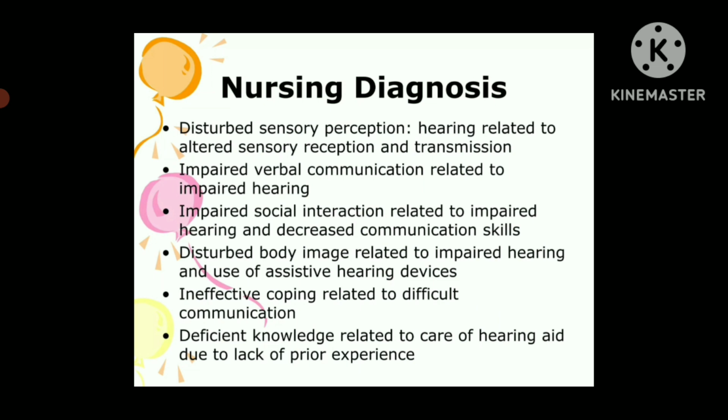Nursing diagnosis: there may be disturbed sensory perception, hearing related to the altered sensory reception and transmission, impaired verbal communication related to impaired hearing, impaired social interaction related to impaired hearing and decreased communication skills, disturbed body image related to impaired hearing and use of assistive hearing devices, ineffective coping related to difficult communication, and deficient knowledge related to care of hearing aid due to lack of prior experience.